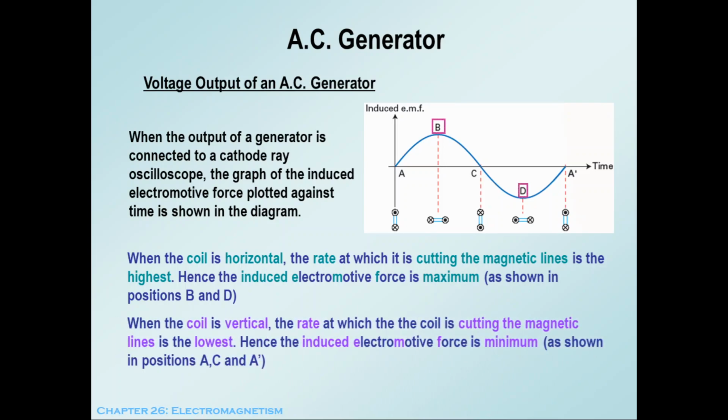When the coil is vertical, the rate at which the coil is cutting the magnetic lines is the lowest. Hence, the induced electromotive force is minimum, 0, as shown in positions A, C, and A prime. You may recognize this graph as the simple graph of alternating current that we have learned about before.